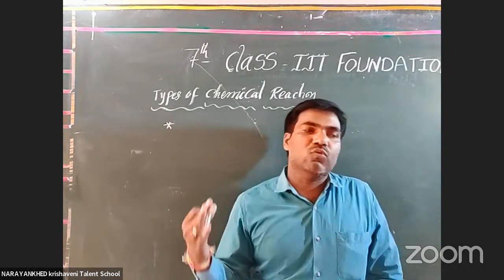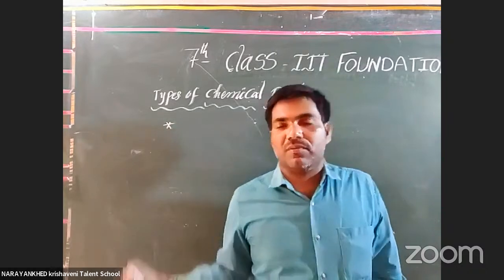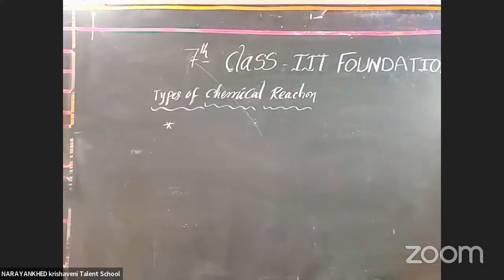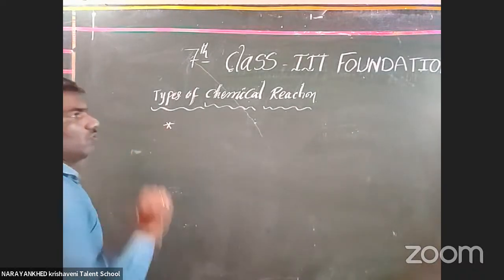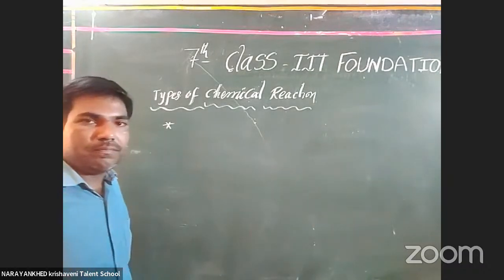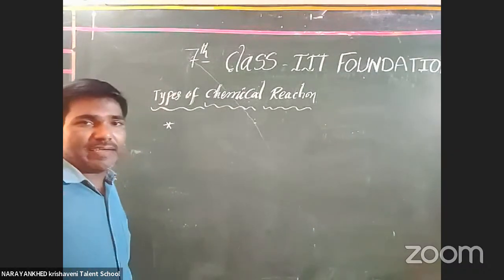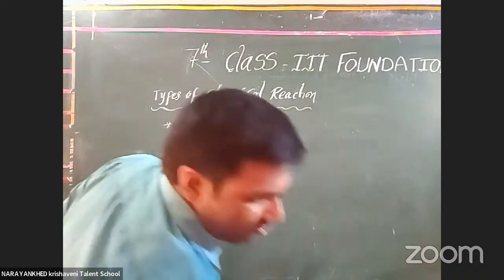And the new substance should be formed. New substance should be formed. Okay, clear or not? A new substance should be formed here. That is what is called a chemical reaction. Understood or not, all the students?